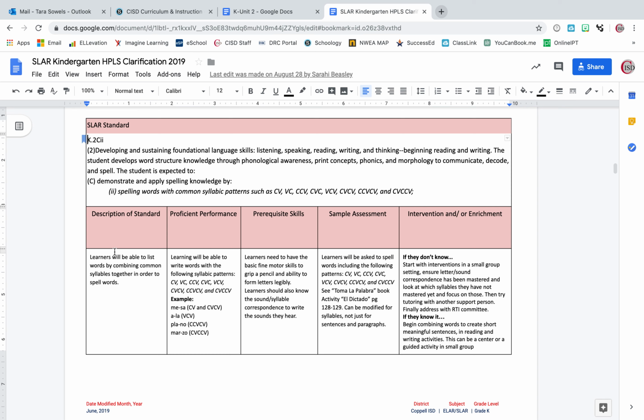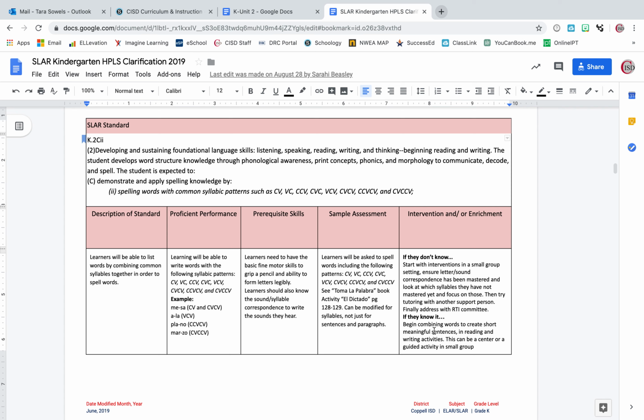So here you have the HPLS clarification. It gives you the TEK at the top, and then it talks about the standard, what does that look like? And then also, what does proficient look like? And then the prerequisite skills, what would they need to know before they can master that skill? And then some sample assessments, like how would you test to know that they have mastered that TEK? And then, of course, intervention if they don't get it after you've taught it, and then enrichment if they got it and they're ready to move on.